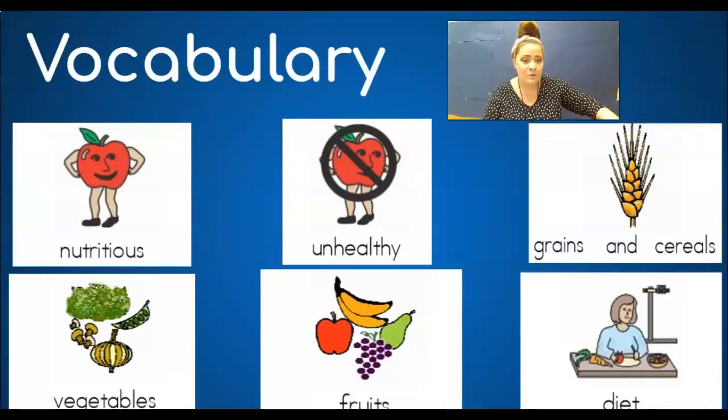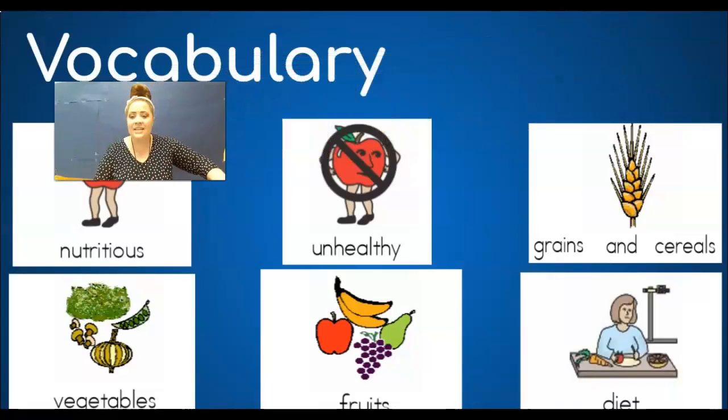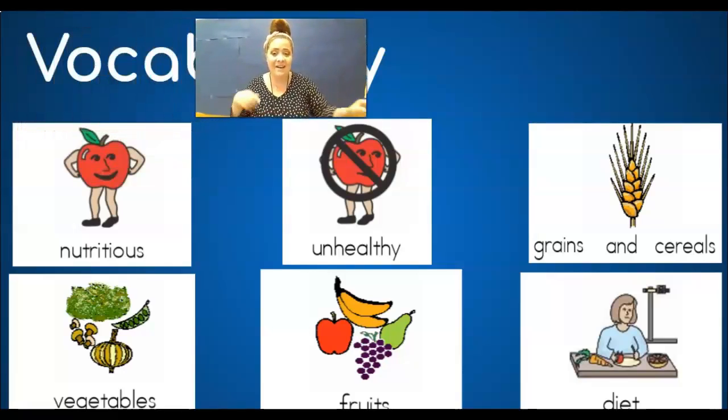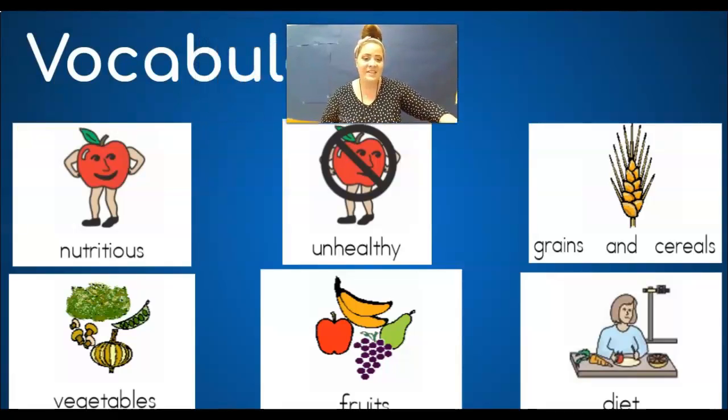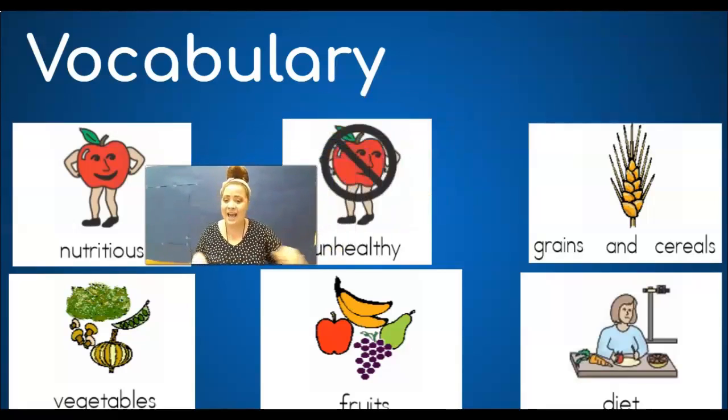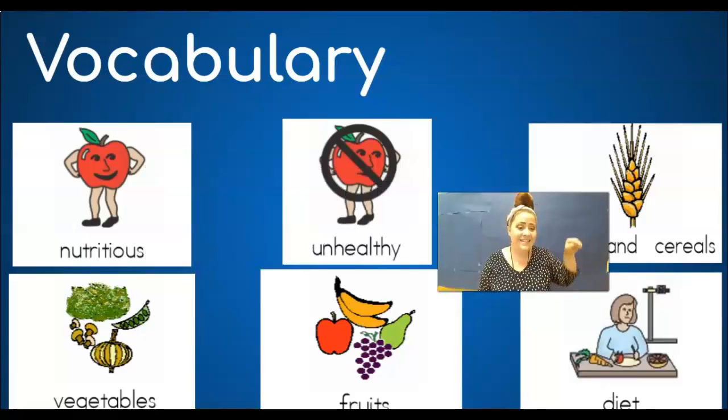Here are some vocabulary words you need to know while we're doing this lesson. The first word is nutritious. The next word is unhealthy. The next word is grains and cereals. Next we have vegetables. Then we have fruits. And last, diet.